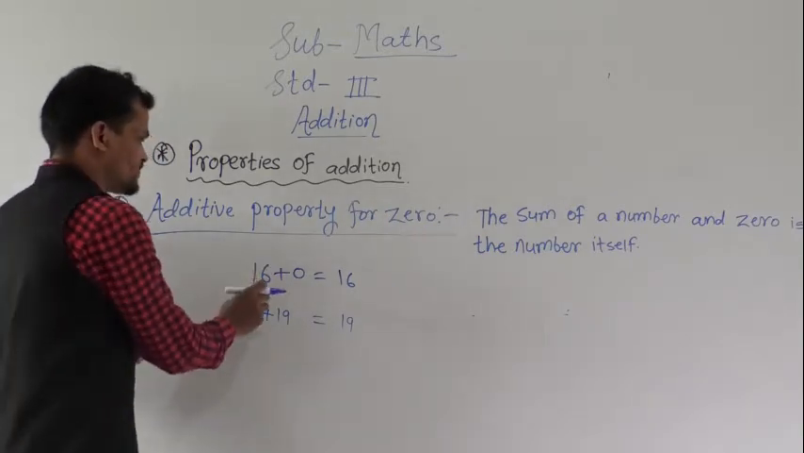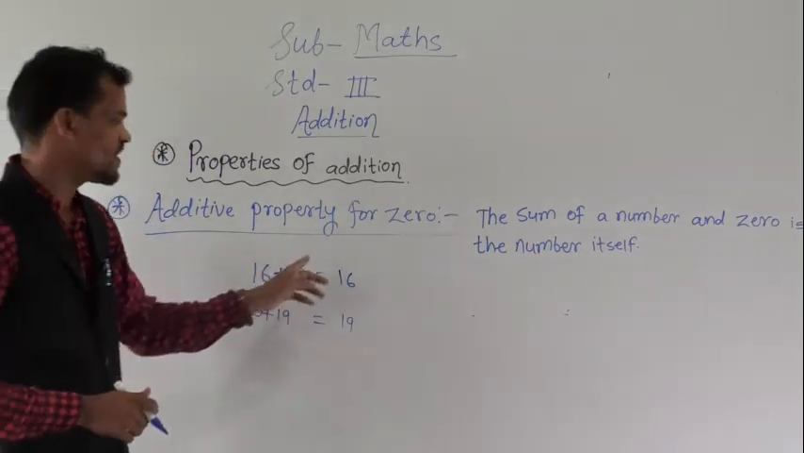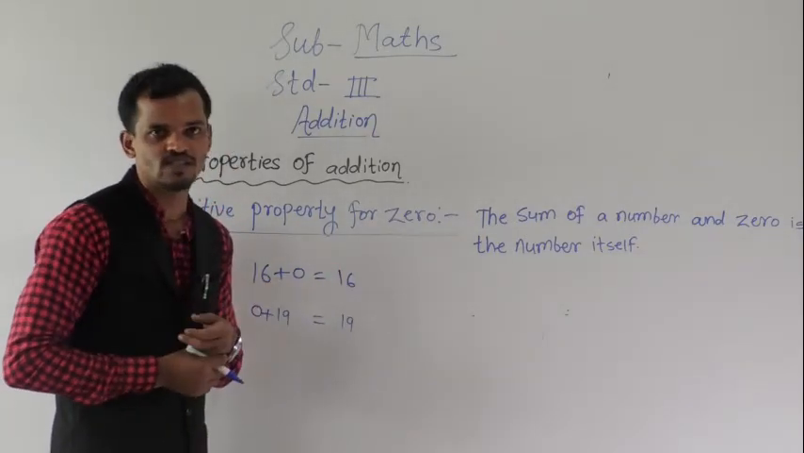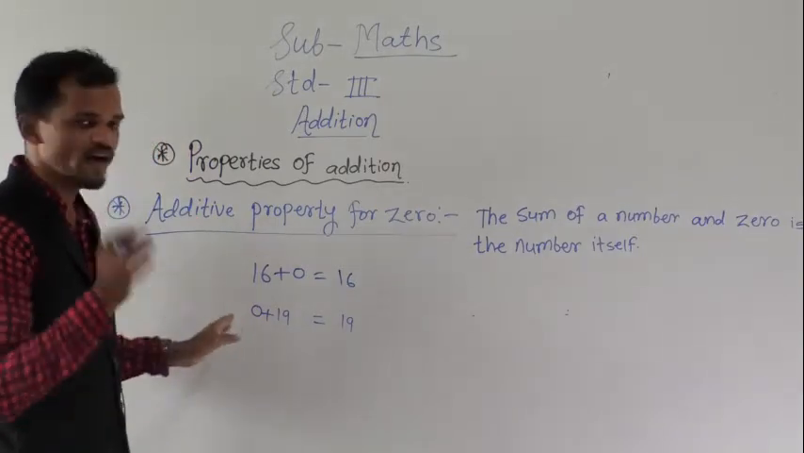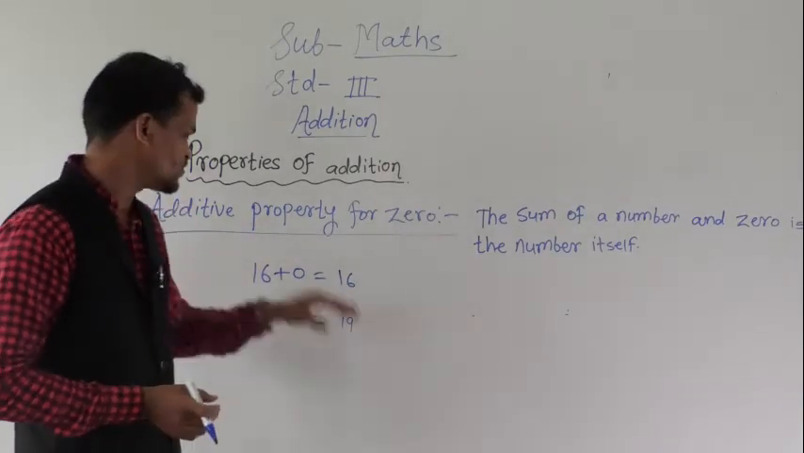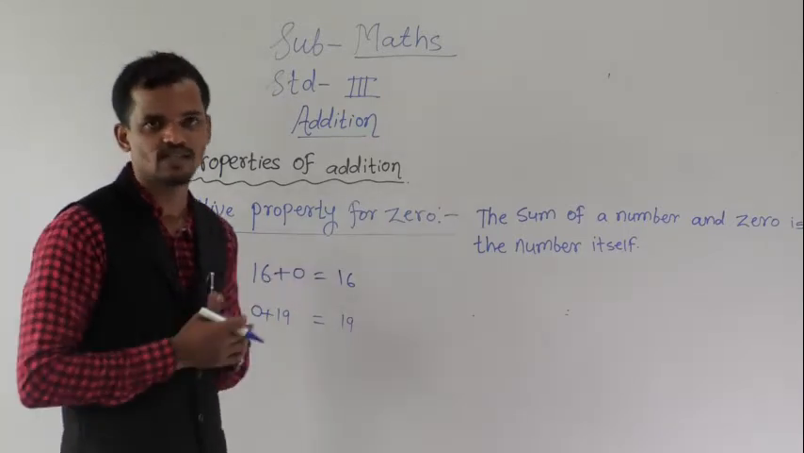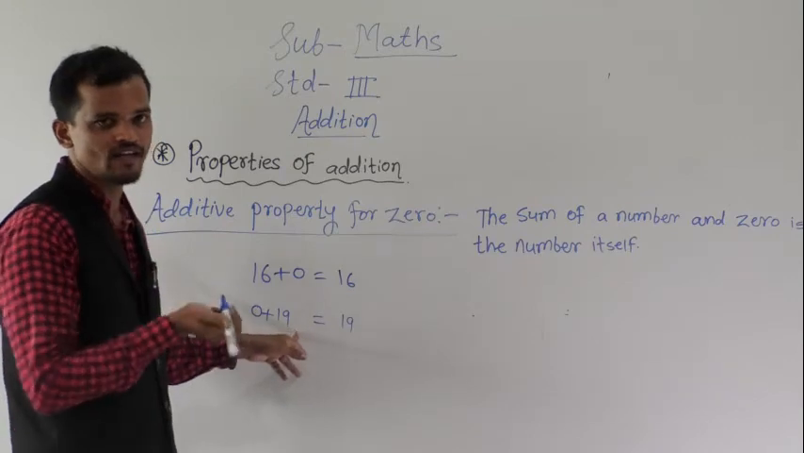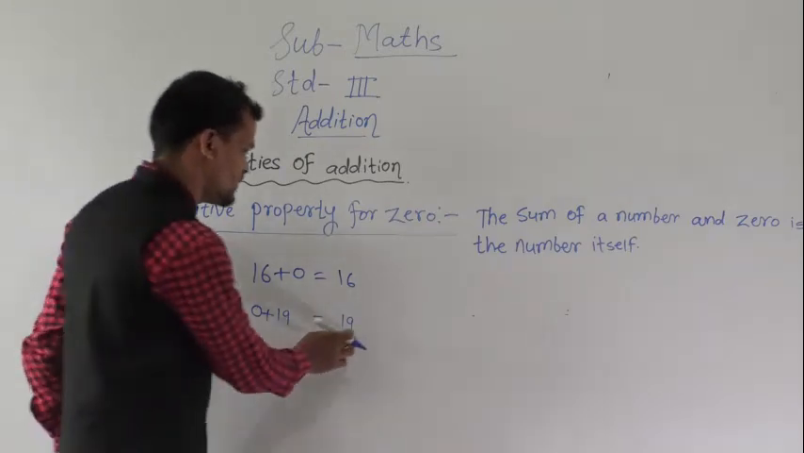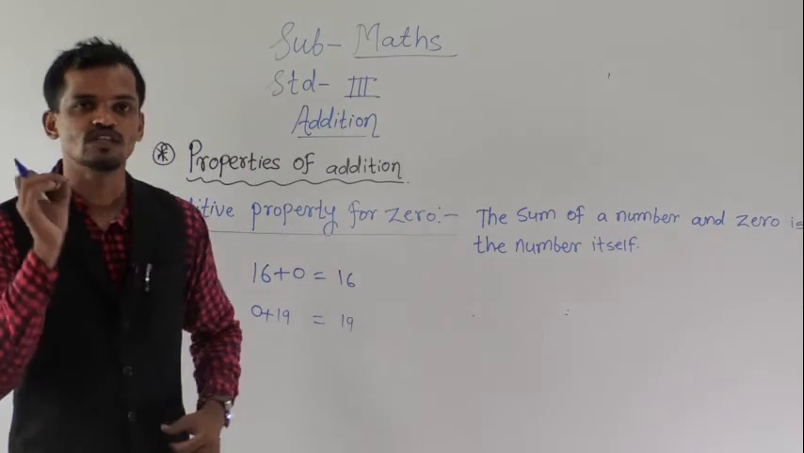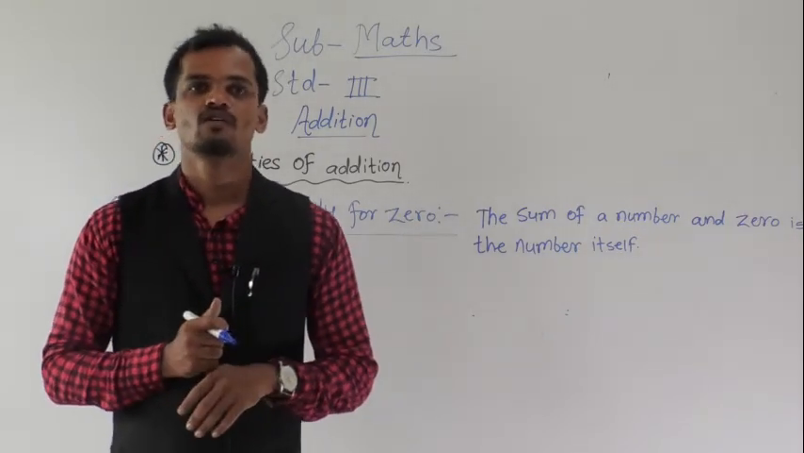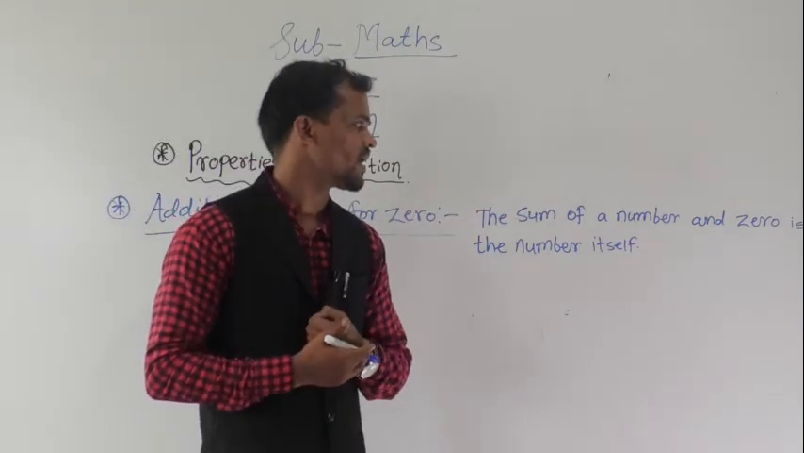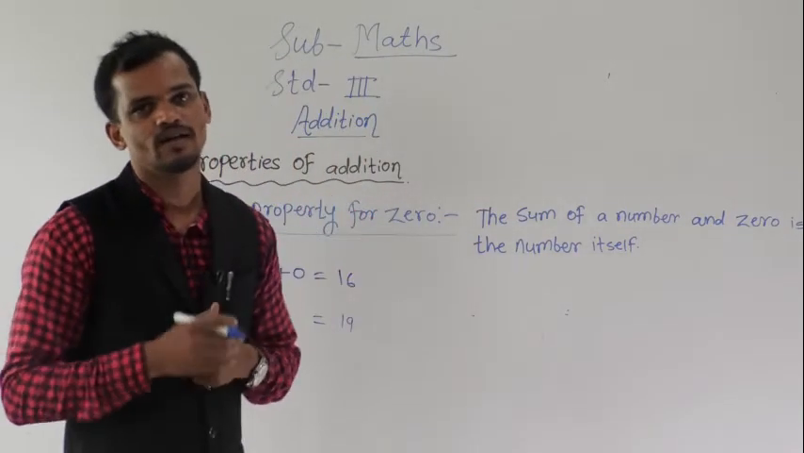When we add 0 to 16, the answer will be 16 only. So 16 plus 0 is equal to 16. Or if we add any other number to 0, what will be the result? That same number. See, 0 plus 19, the answer will be 19 only. So this is the additive property for 0. It states that the sum of a number and 0 is the number itself.